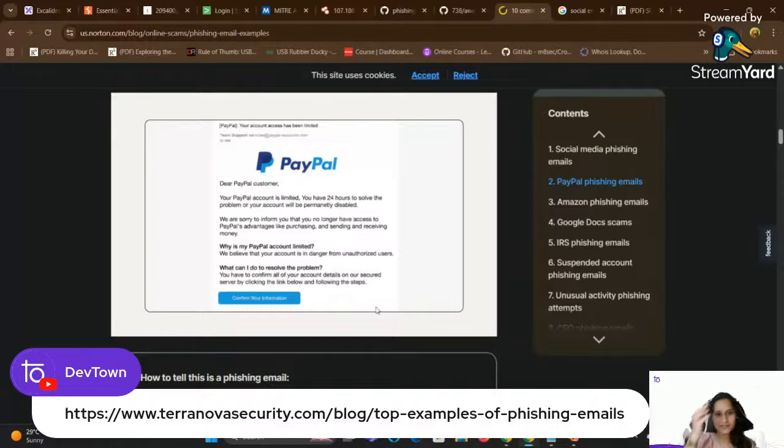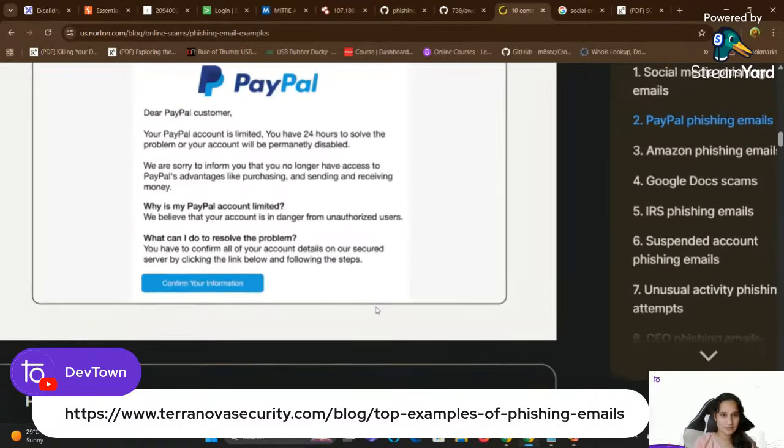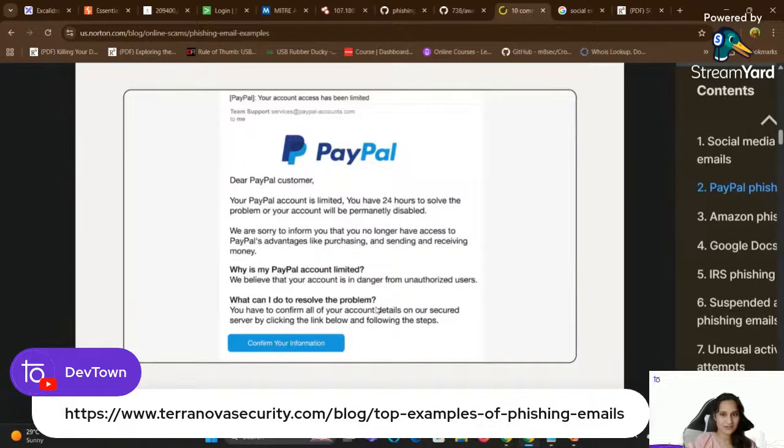So here you can see this PayPal email also shows something like that: you have 24 hours to solve the problem, or your account will be permanently disabled.